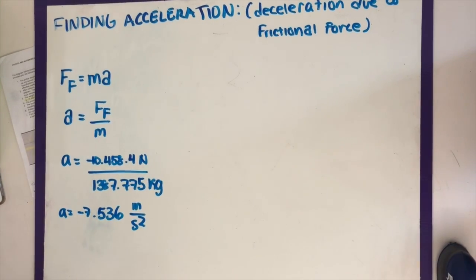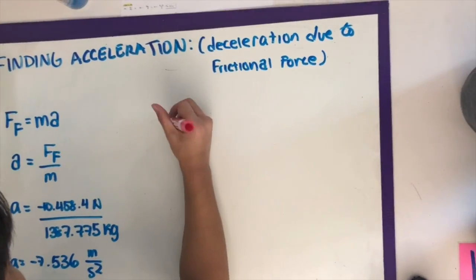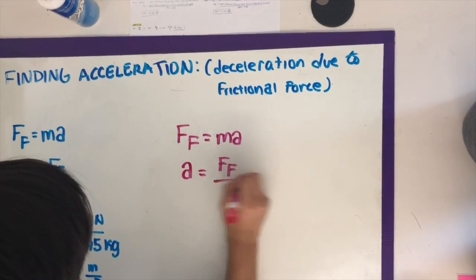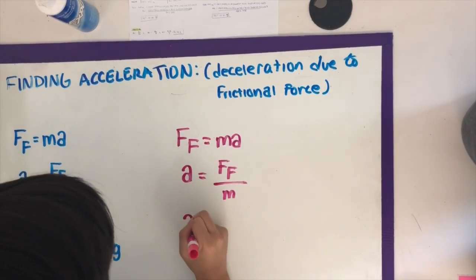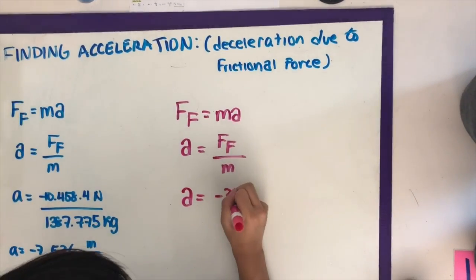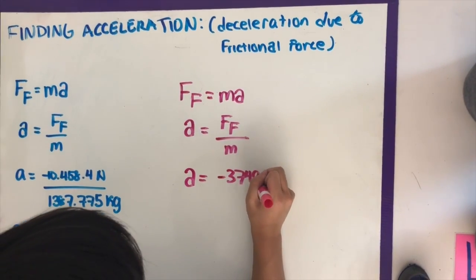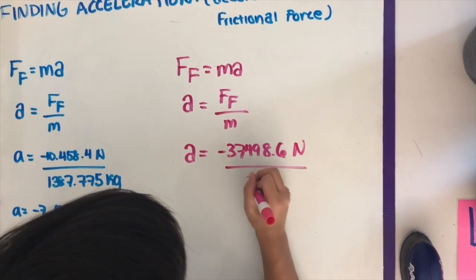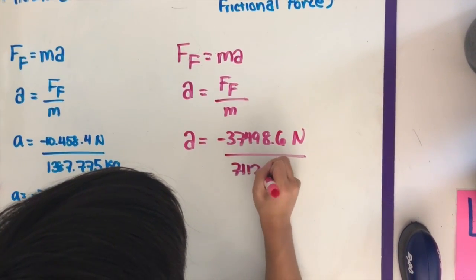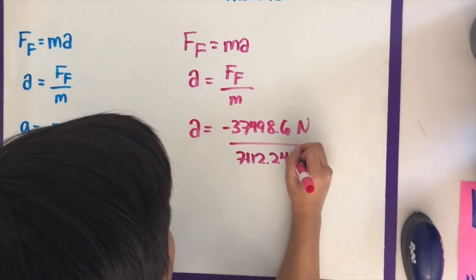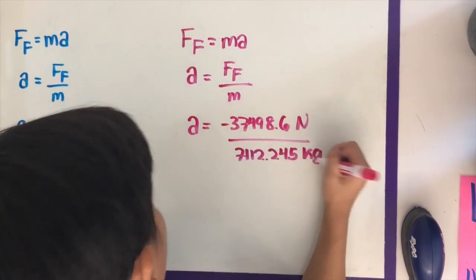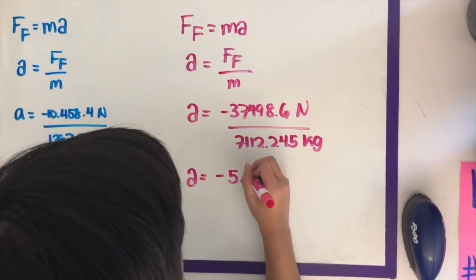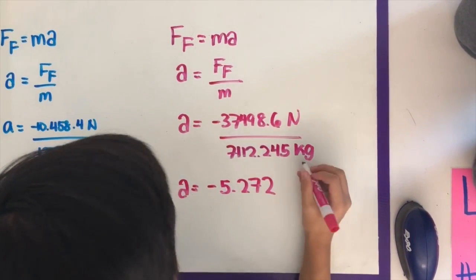Moving on to the acceleration of the truck, we can use the same formula that we used for the car, which is acceleration is equal to the frictional force divided by the mass. We know that the frictional force of the truck is 37,498.6 newtons, and the mass is 7,112.243 kilograms. And that will give us the value of negative 5.272 meters per second squared for our acceleration of the truck.